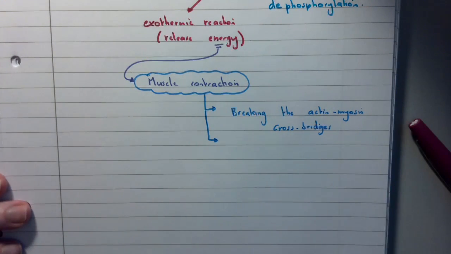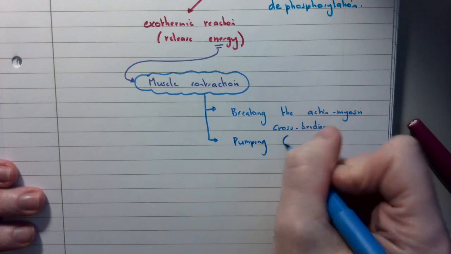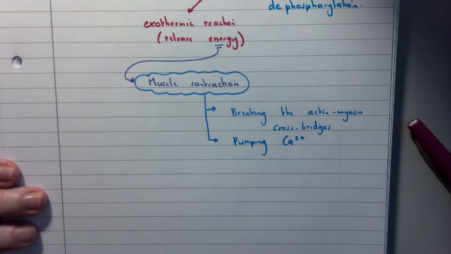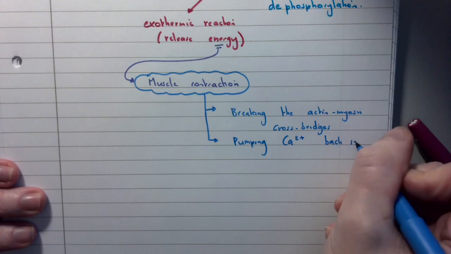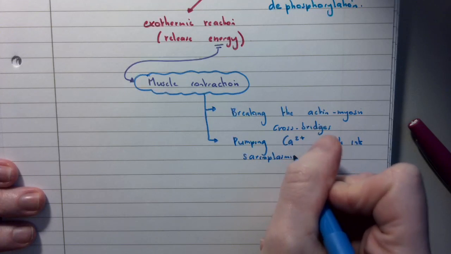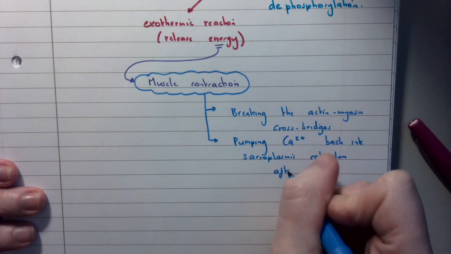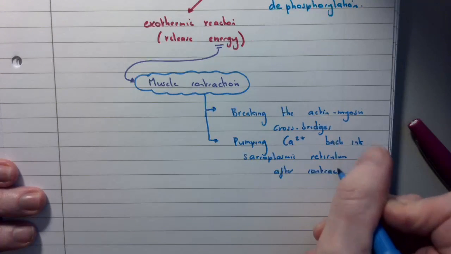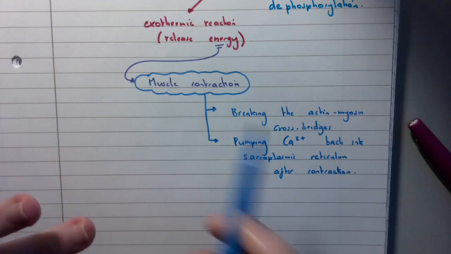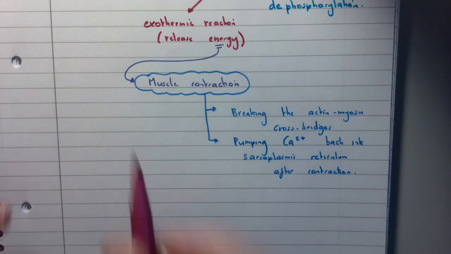And then the other one is pumping calcium ions, which is Ca2+, back into the sarcoplasmic reticulum after contraction. So I'm being quite specific, and these are the things that I would use if they asked you a question about what the energy is useful for from the hydrolysis of ATP. So that's one of them.